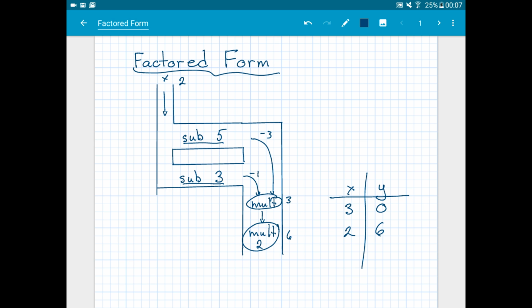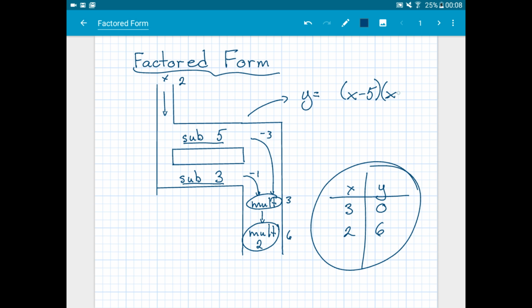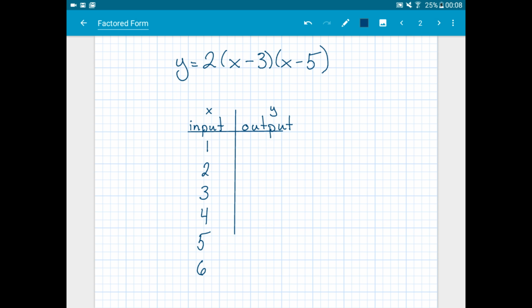What I would like to do instead, though, is summarize this in an equation so that we could use the equation instead to come up with our inputs and outputs, just because equations are a little bit easier to work with. So our output is equal to the number that we start with. Okay, so that's x, that's our input, take away 5. Then we do the same thing, x minus 3, and we multiply the two together. So that's how we represent that. And then we take that result and we multiply it by 2. And that's what we get for our equation. And then we're going to try to work with that.